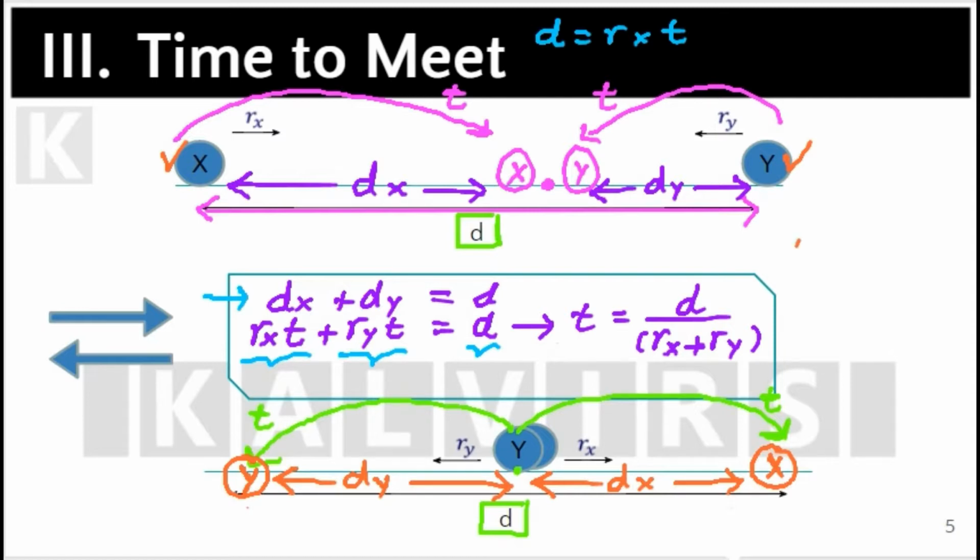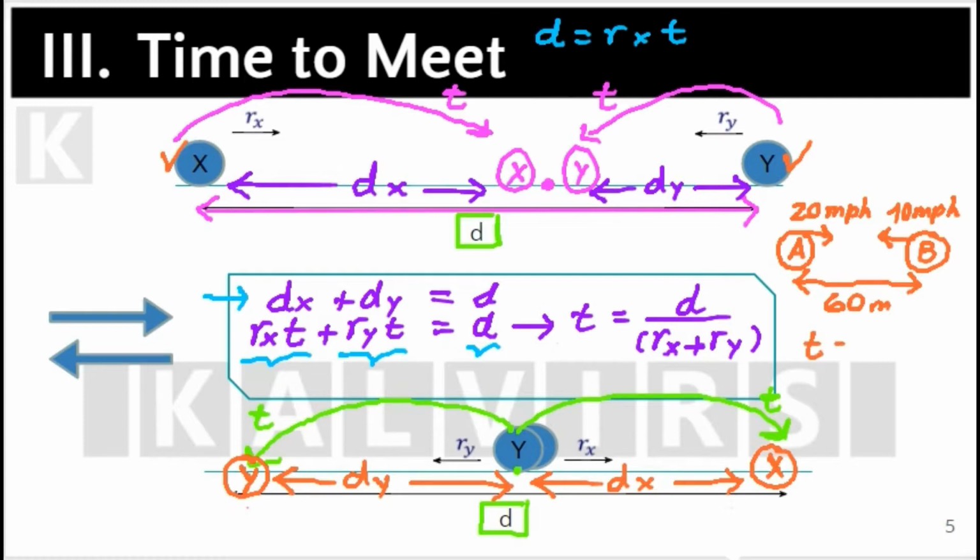So, you have car A traveling at 20 miles per hour, you have car B traveling at 10 miles per hour, they are separated 60 miles and they start moving at the same time. According to the formula, they will meet after the distance divided by the sum of the rates, 30 miles per hour. They will meet after 2 hours.